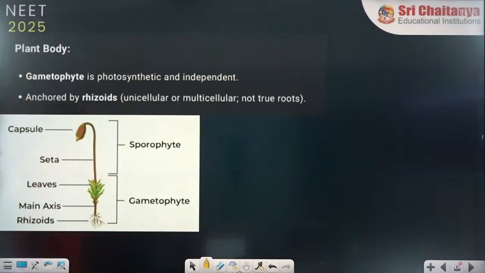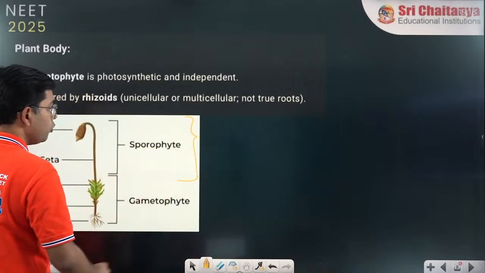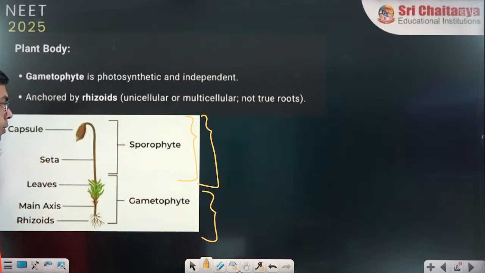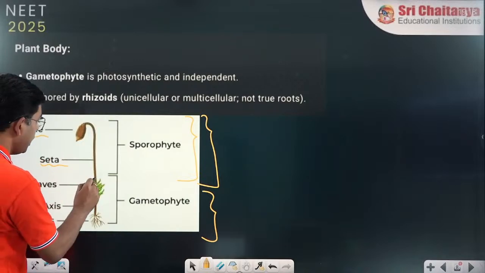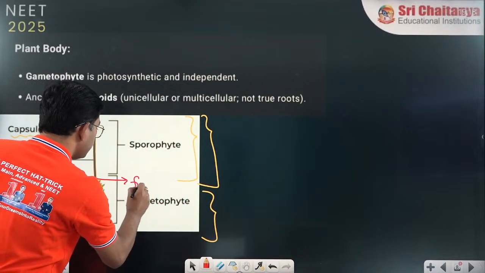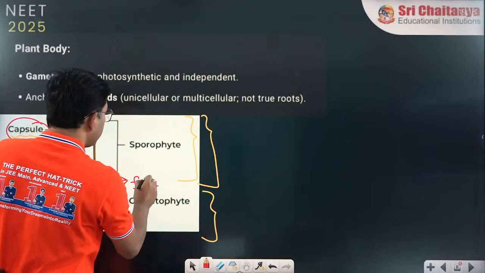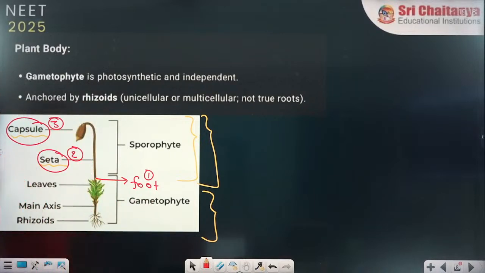Now, diagrammatically, if we see what is a sporophyte and what is a gametophyte, see here, this part is the sporophyte and this part is the gametophyte. In the sporophyte, you can see the capsule here, seta here and foot here. So you can write like this: foot, seta and capsule. Can we say the sporophyte is divided into three parts, foot, seta and capsule? Gametophyte is the main part.